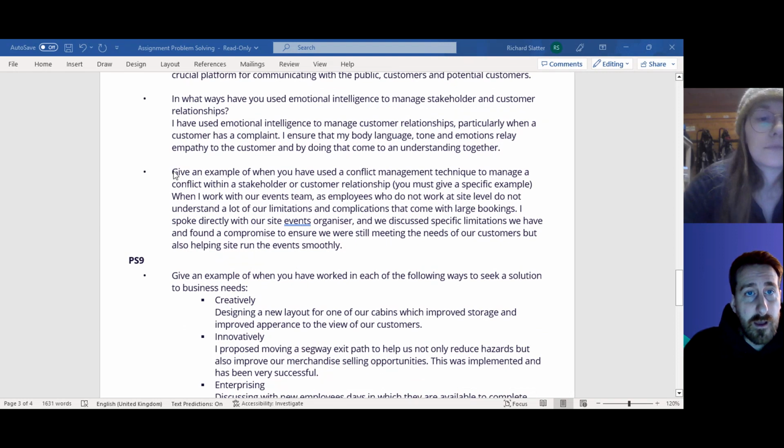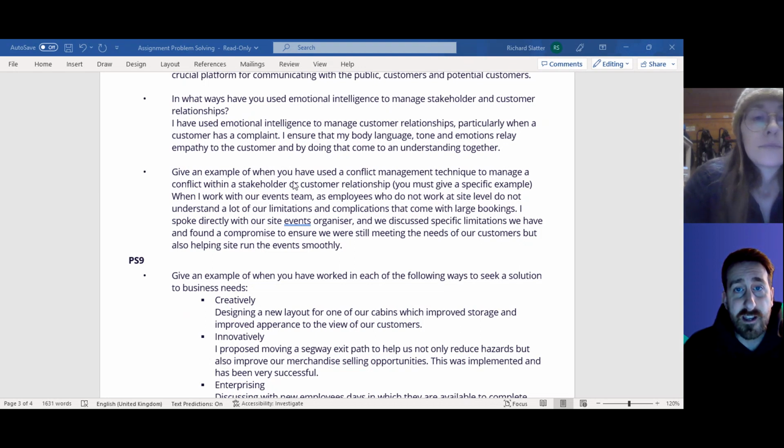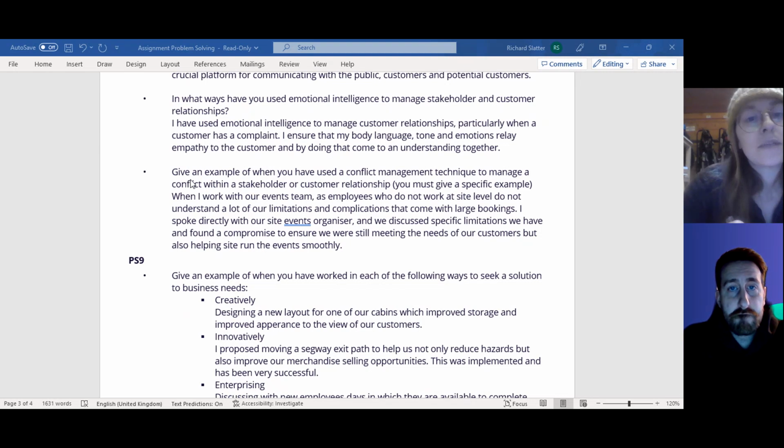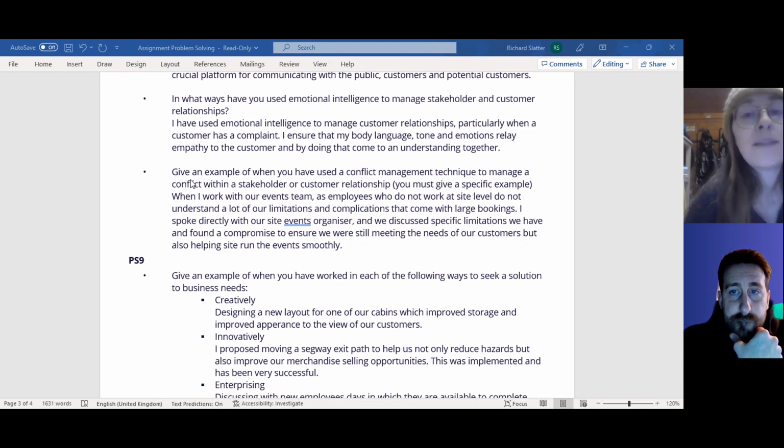Okay. Next, Kerianne, can you give an example of when you have used a conflict management technique to manage a conflict with a stakeholder or customer relationship? When I work with our events teams, as employees who do not work at site level, do not understand a lot of our limitations and complications that come with large bookings, I spoke directly with our site's events organizer, and we discussed specific limitations we have and found a compromise to ensure we are still meeting the needs of our customers, but also helping site run the events smoothly.